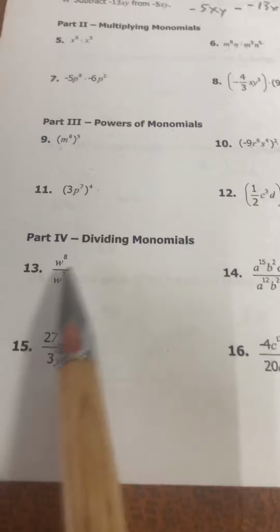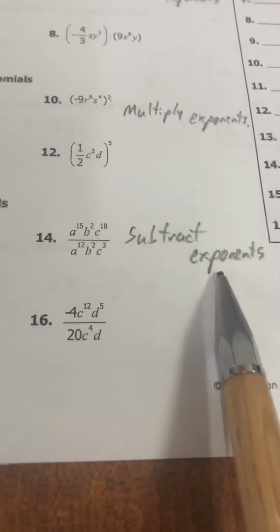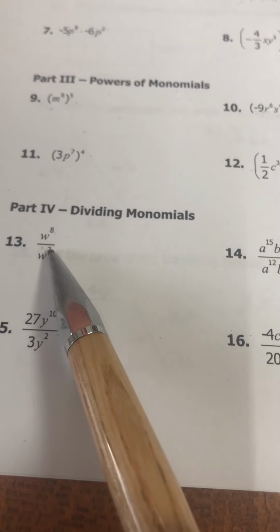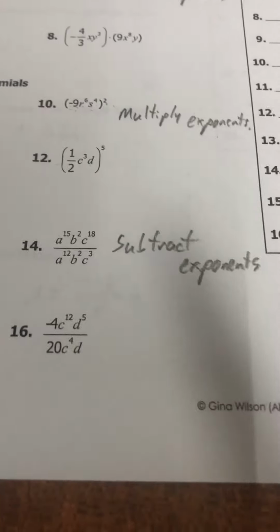Okay, dividing monomials. This is where you just subtract exponents, okay? So you're going to write a w over here in 13, and you're going to do 8 minus 2. And that's going to be your new exponent.